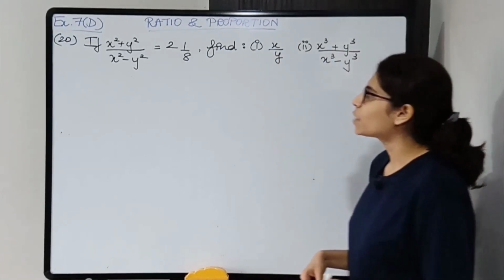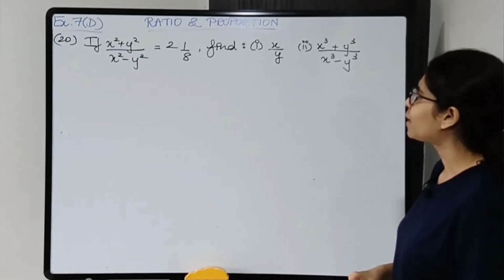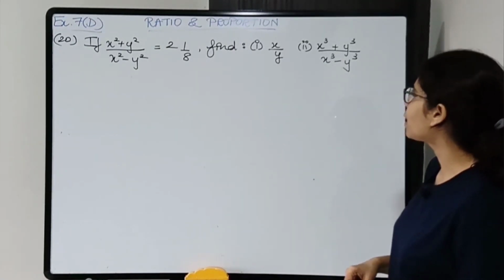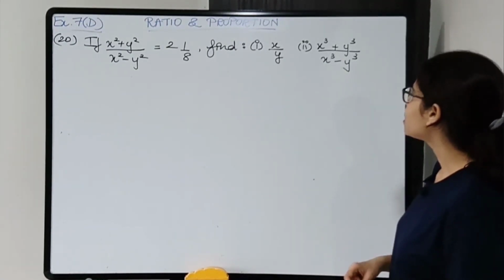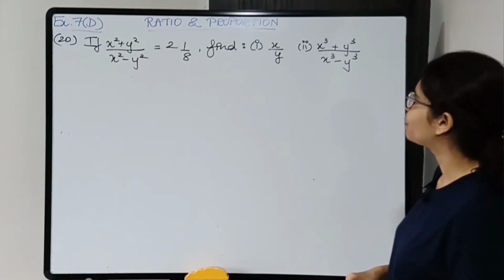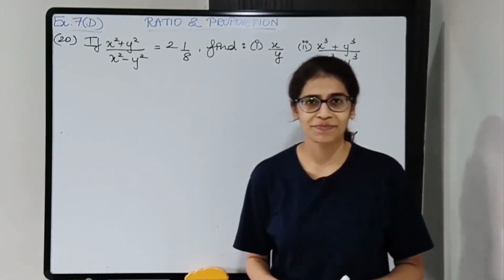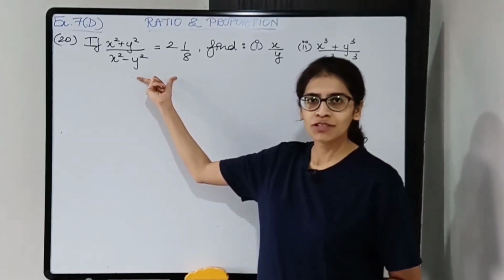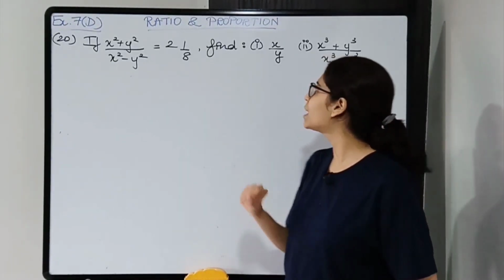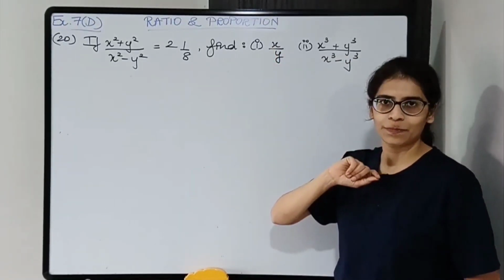If (x square plus y square) upon (x square minus y square) is equal to 2 1 upon 8, find first part x upon y, second part (x cube plus y cube) upon (x cube minus y cube). Very easy. This is the given information. Okay, and we need to find x upon y.